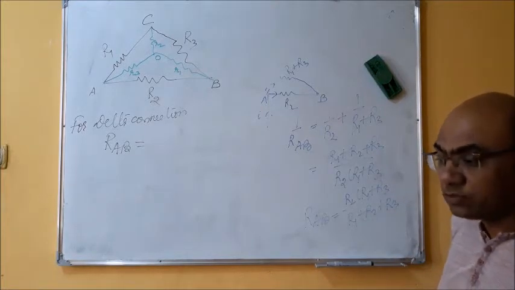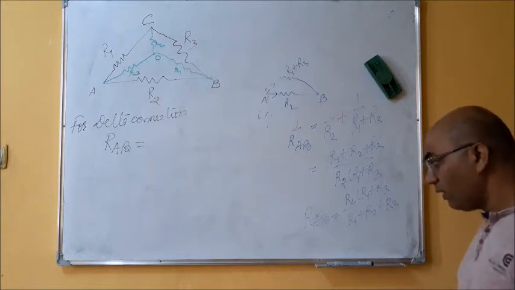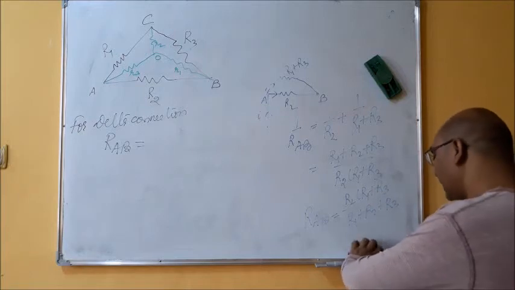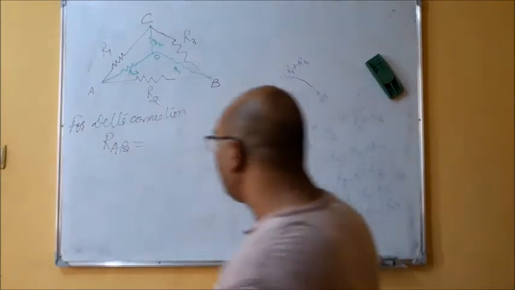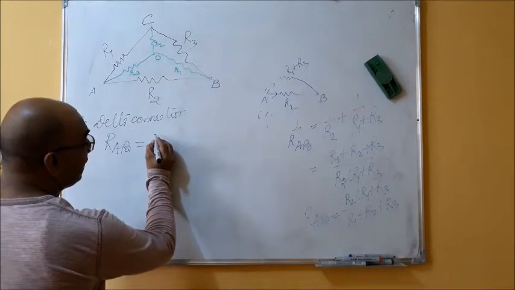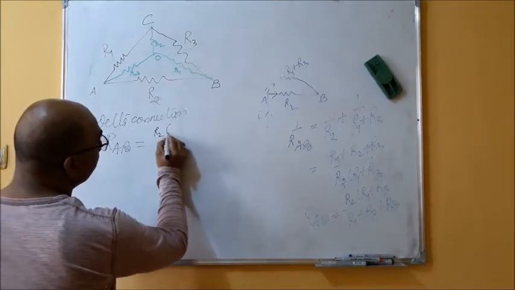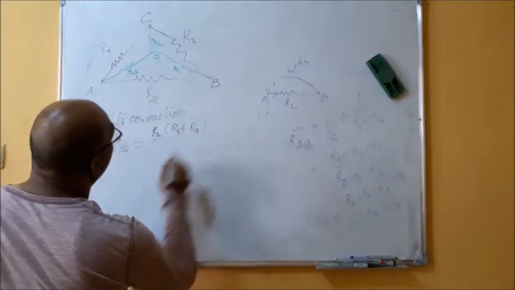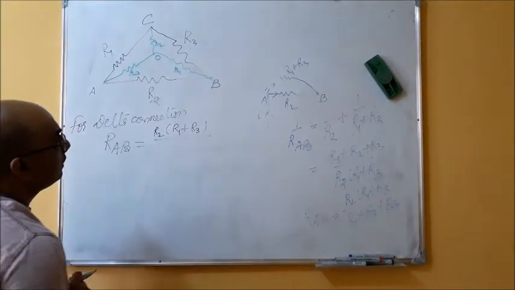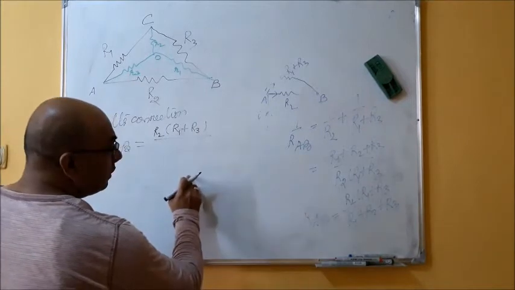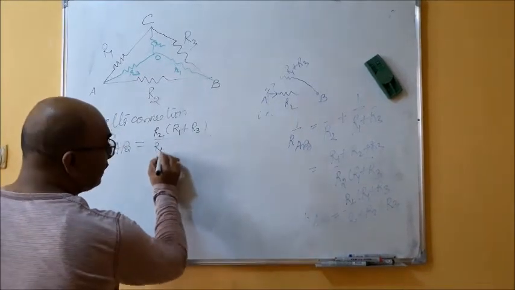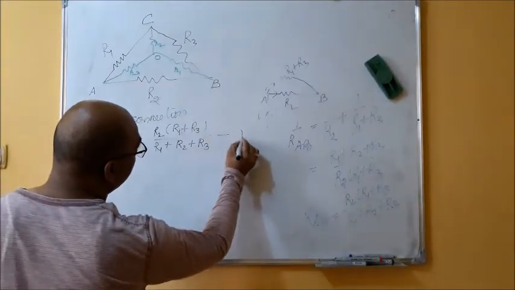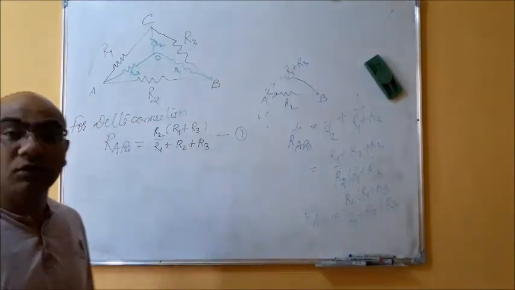Right. So hence I can write the value of Rab as R2 into R1 plus R3 upon R1 plus R2 plus R3. Suppose I am saying this is equation number 1.